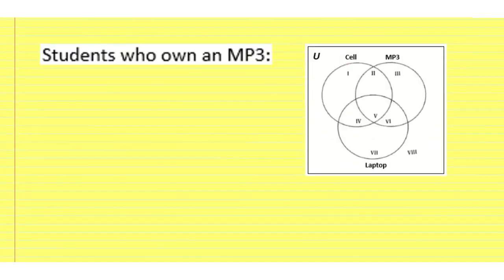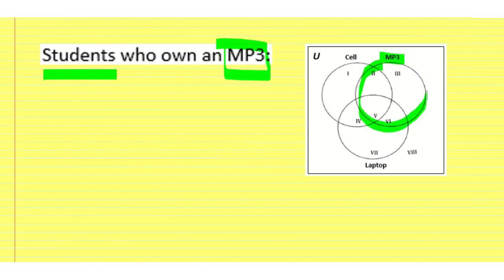Okay, let's go down and see what else they want to know about. They want to know about students who own an MP3 player. So again, I'm going to go to the MP3 circle. This is the MP3 circle. And the regions that represent students who own MP3 players are regions 2, 3, 5, and 6. That's 2, 3, 5, and 6.